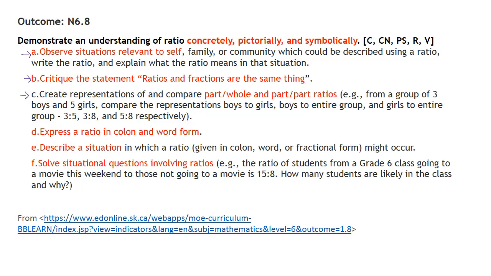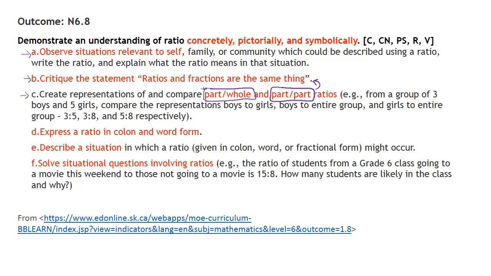C says create representations of and compare part-whole and part-part ratios. So you already know there's 2 kinds of ratios. One shows part to whole and one shows part to part. Now that might be part of your argument in this guy here, because we know that fractions show part of a whole, which is right here. But fractions don't show part to part, so that's where ratios are a little bit different.